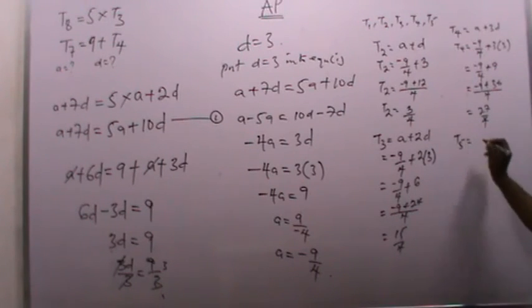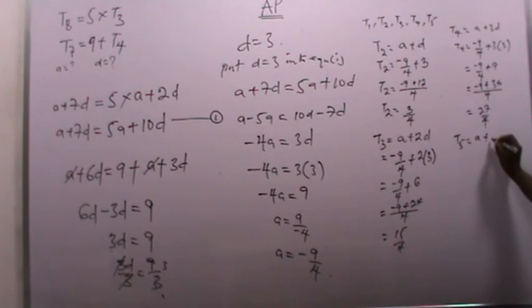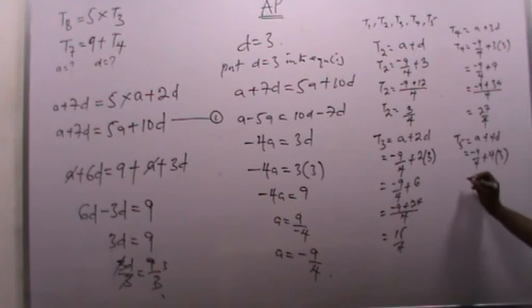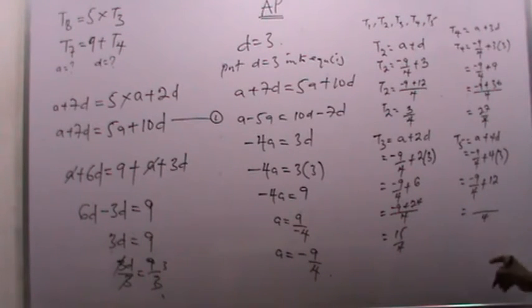Then your T5 will be A plus 4D. What is A? Minus 9 over 4 plus 4 brackets. What is D? 3. So that will give me minus 9 over 4 plus 4 times 3, which is 12. So what's the LCM? 4. 4 in 4, 1; 1 times minus 9, plus 1 in 4, 4; 4 times 12 will give me 48. So 48 minus 9 will give me 39 over 4.